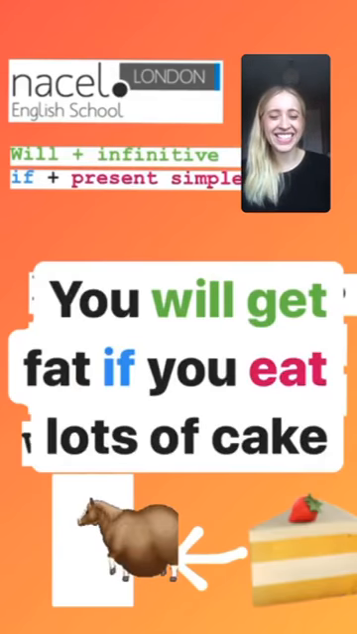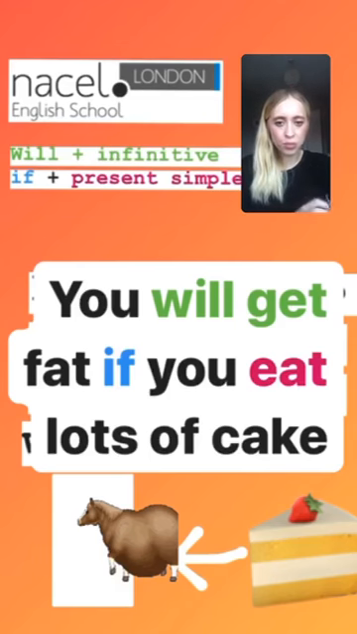Okay, it's not a very nice example. Don't say this to your friends or your family. But the example is, you will get fat if you eat lots of cake. Again, there's two actions. We have getting fat and eating lots of cake. So you have action 2 first, get fat. Action 1, eat lots of cake. Eating lots of cake makes it more likely that you will get fat in the future. Okay, action 1, action 2.